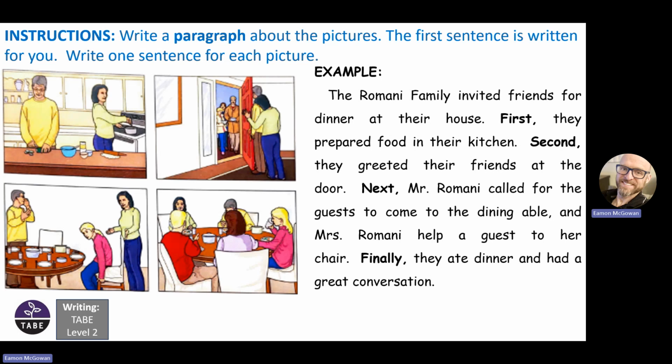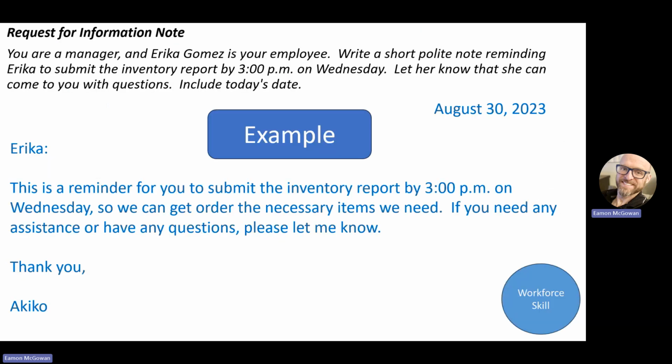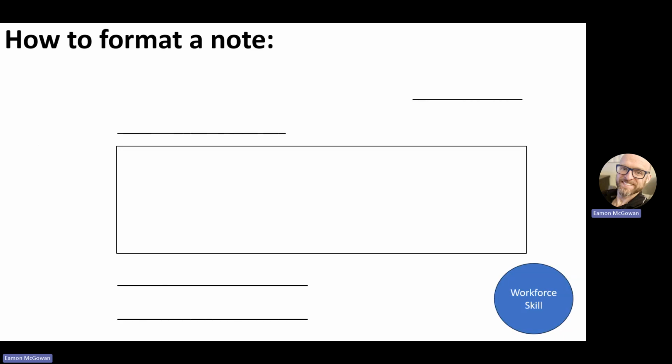Students also at this level have to write a note, an information note, for example. You can pause this for a moment and read through it so you can have an idea of what this is about. But you can see essentially the students being asked to write a note reminding someone to submit a report. And we want the note to be polite. But what the students are going to see is this. They're going to see some spaces and they have to know to click and what to type in those spaces.